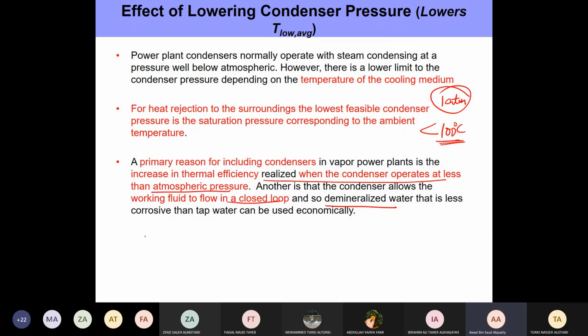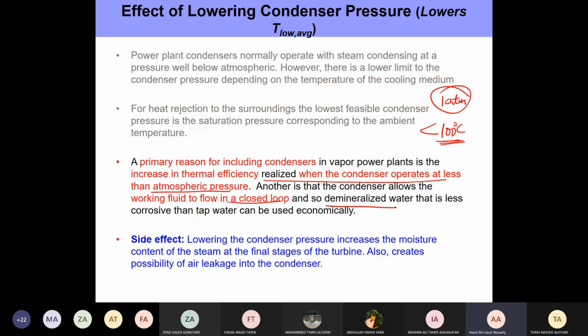But as with anything in life, any change you make will have some side effects. Lowering the condenser pressure is good in terms of increasing the thermal efficiency, but it also increases the moisture content. So if you look at this again, let's say we have this condenser pressure here, and let's say we're starting from some point here.